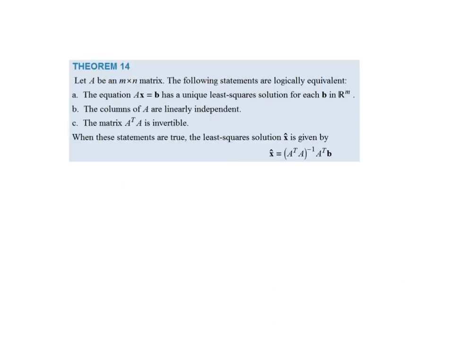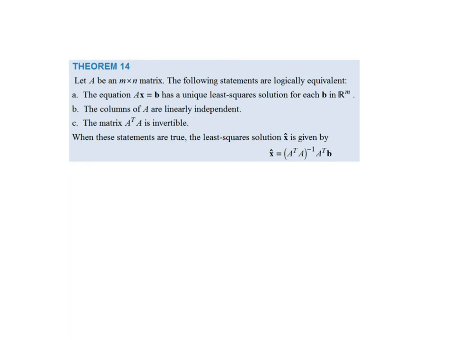This next theorem brings back some terms that we've encountered at various points in the semester, and just states them as they relate to this topic. If I have an m by n matrix, the equation Ax equals b has a unique least square solution for each vector b in Rm is logically equivalent to the columns of A being linearly independent, and that is logically equivalent to A transpose A being invertible.